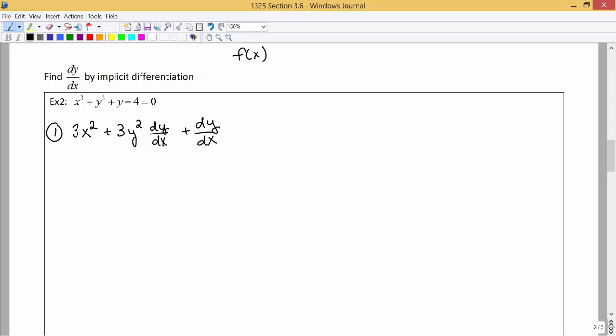And now the derivative of the constant minus 4, of course, would just be 0. So we're not going to write that. And then the derivative on the other side of the equal sign, that's also a constant, so that also would be 0.